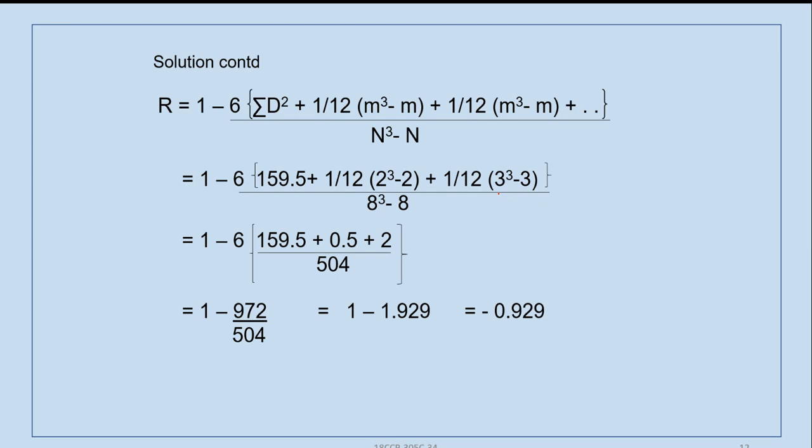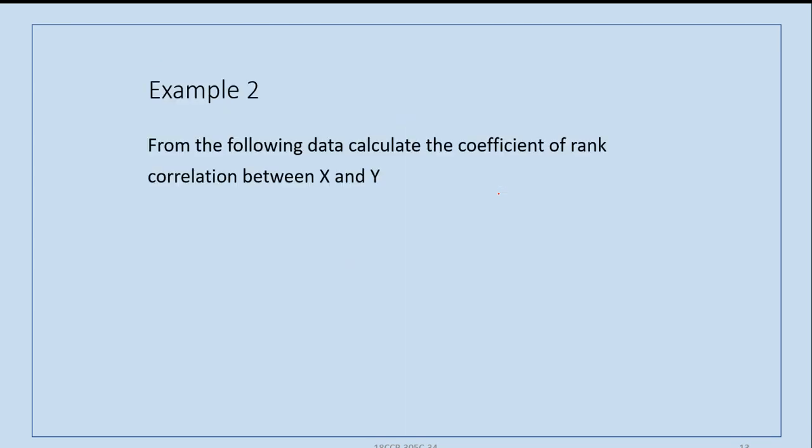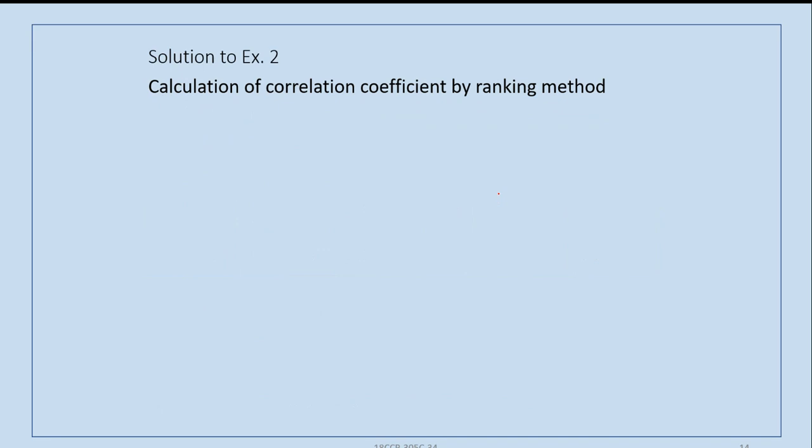Correlation is minus 0.929. We have to understand that it is a negative correlation, and a high degree of negative correlation. The conclusion is that there is a high degree of negative correlation. So this is the method we will adopt when ranks are repeated. We will see another example.